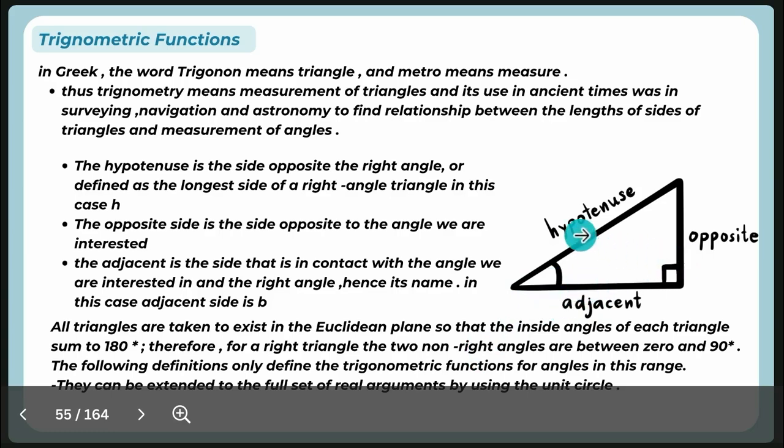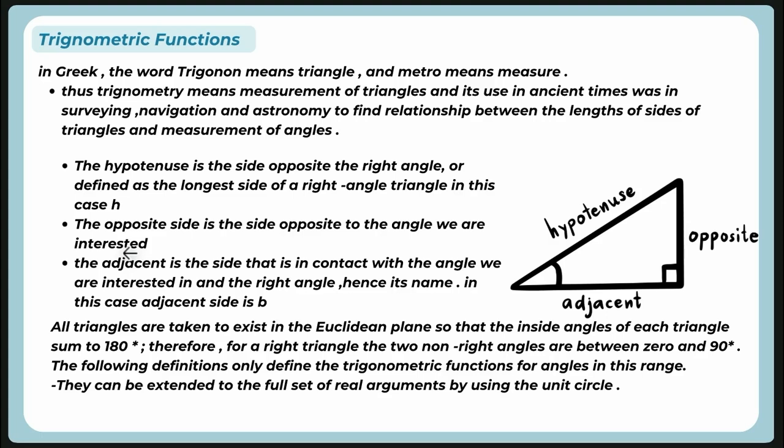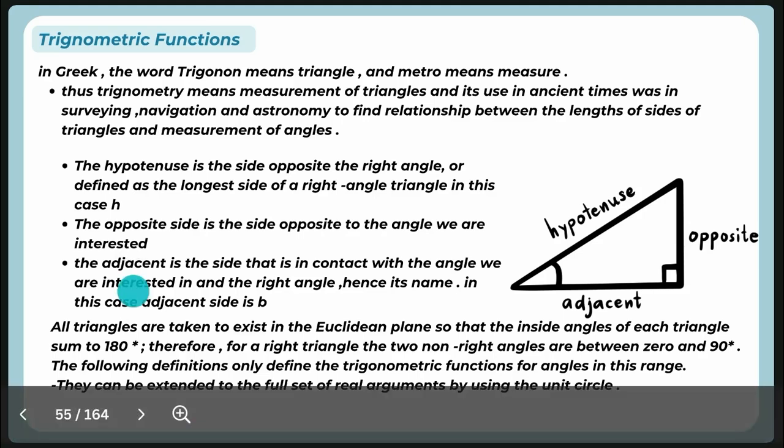All triangles are taken to exist in a plane so that the inside angles of each triangle sum to 180 degrees. Therefore, for a right triangle, the two non-right angles are between 0 and 90. The following definitions only define the trigonometric functions for angles in this range. They can be extended to the full set of real arguments by using the unit circle.